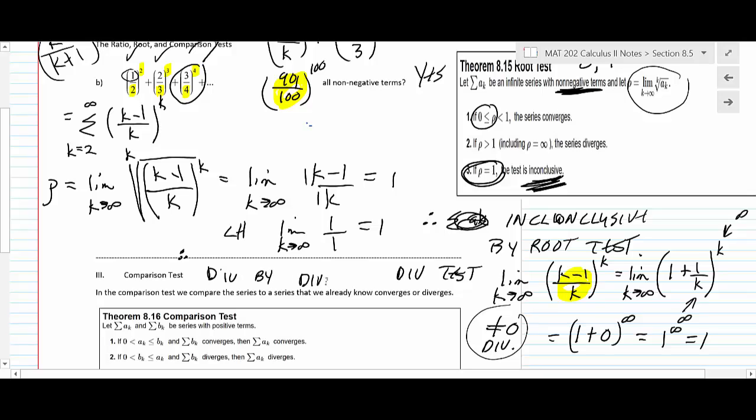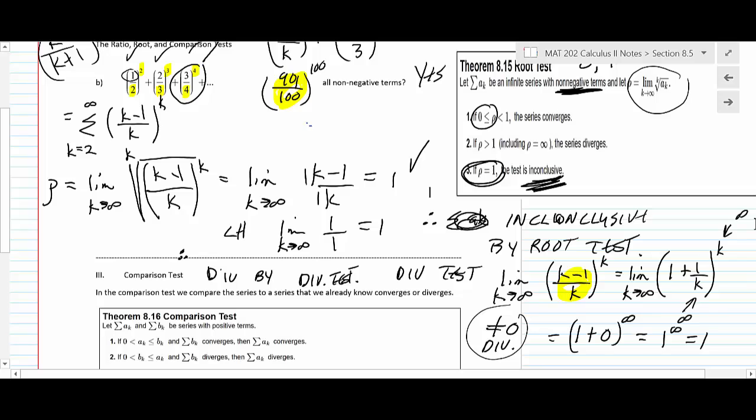A lot of times the divergence test is the simplest, quickest way to tell if something diverges. If you can take the limit of that explicit formula and it's not equal to 0, problem done, we know it diverges. So even though the root test was inconclusive, the divergence test is conclusive. Does that make sense? The root test value was 1, so that's inconclusive, but the divergence test limit was not equal to 0, so that means it diverges. So I went ahead and did that.